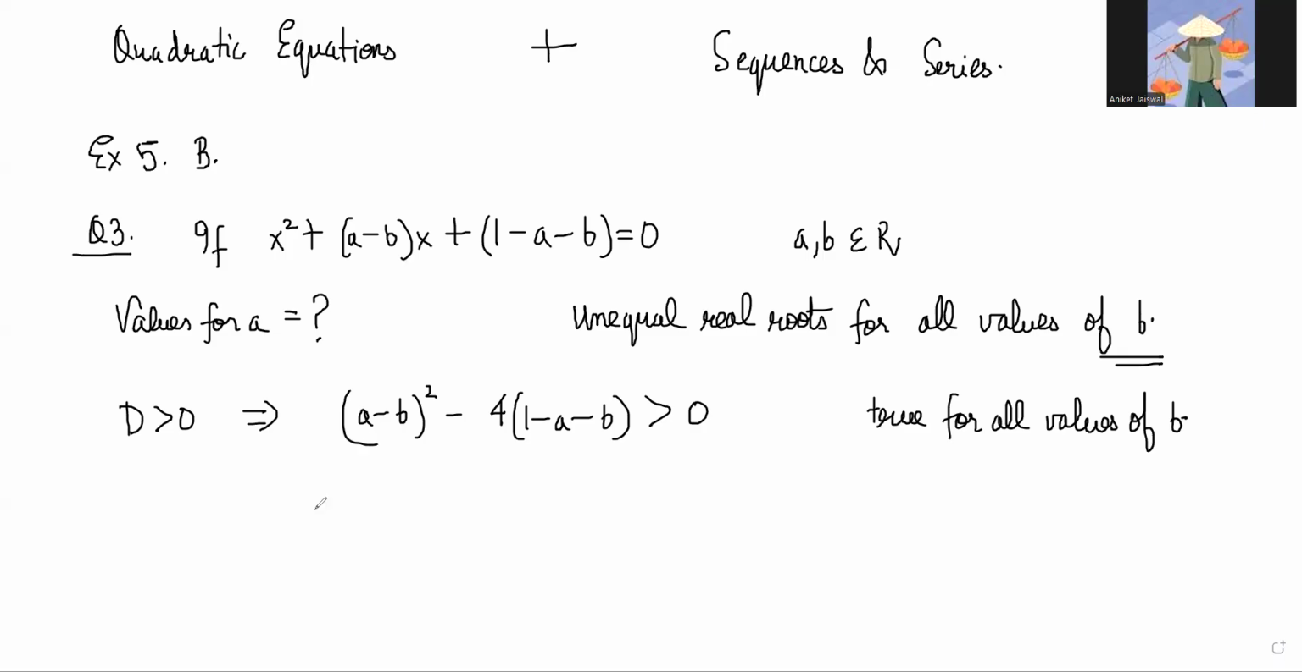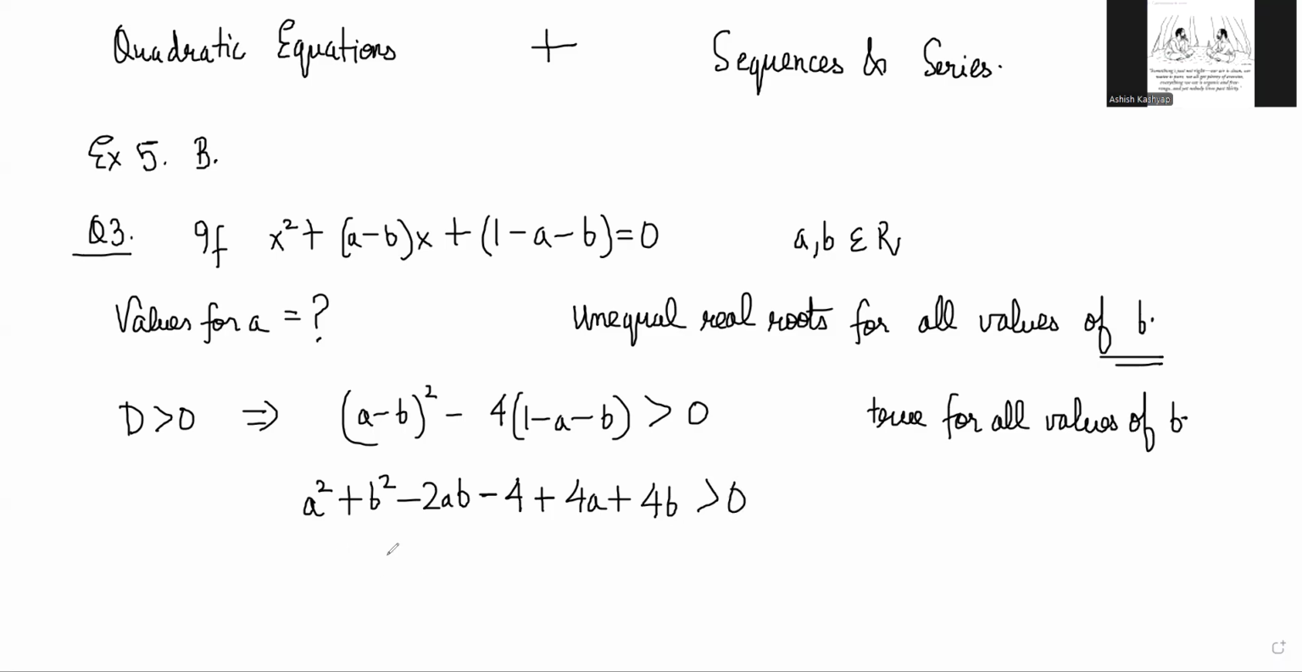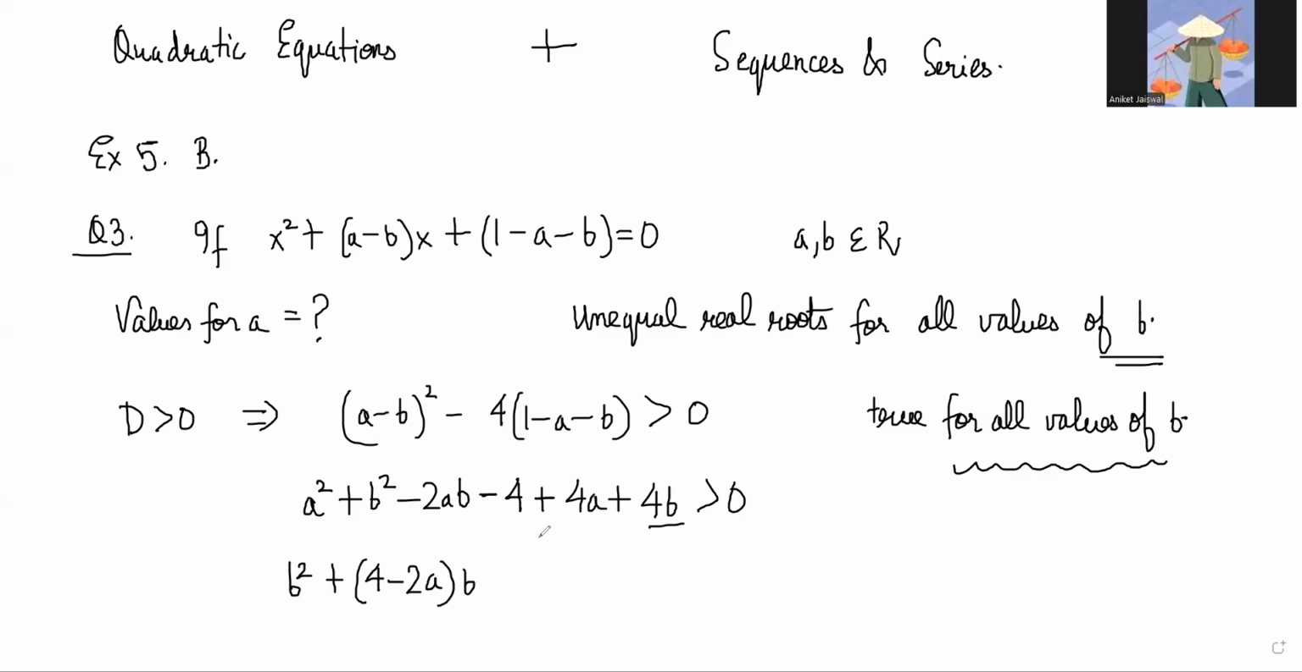So you will get a square plus b square minus 2ab minus 4 plus 4a plus 4b. Make it a quadratic in b, because we know that b can be any real number. Then you will get a condition on a, right? Make it a quadratic in b. So b square plus (4 minus 2a) b plus a square plus 4a minus 4 is greater than 0.